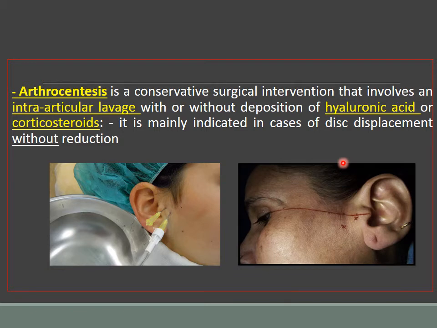وبالاريثروسنتيسيس هي معناته washing of the joint. تتذكرون هاي الصور شوفوا هنا inlet هنا outlet. حددون المكان اللي يدخلون به إلى الجوينت. So arthrocentesis is a conservative surgical intervention, closed method, not open method, that involve intra-articular lavage with or without deposition of hyaluronic acid, corticosteroid، وأحيانا تتذكرون قلنا normal saline. It is mainly indicated in the case of disc displacement without reduction.